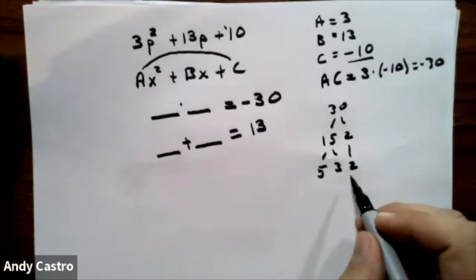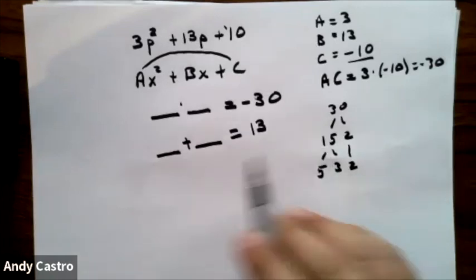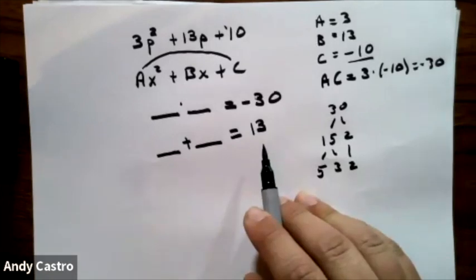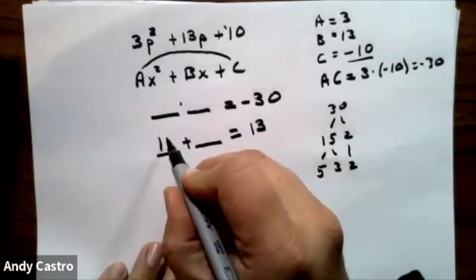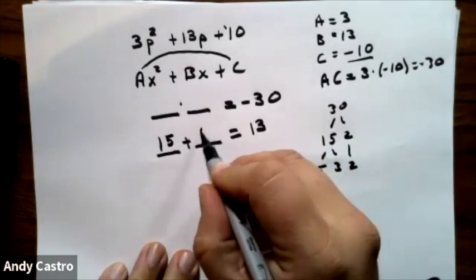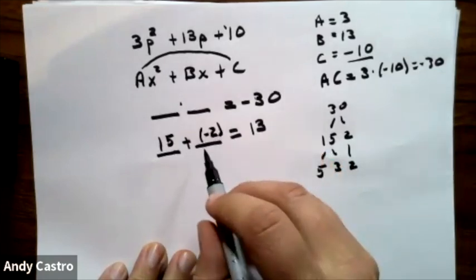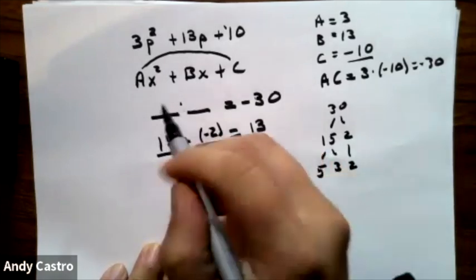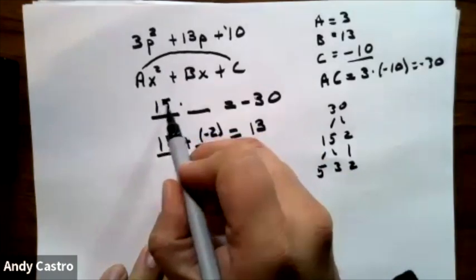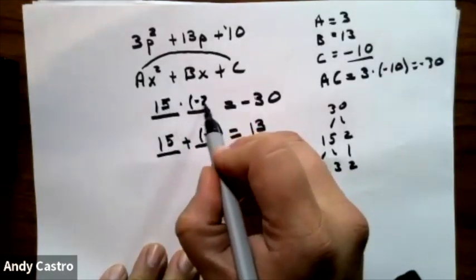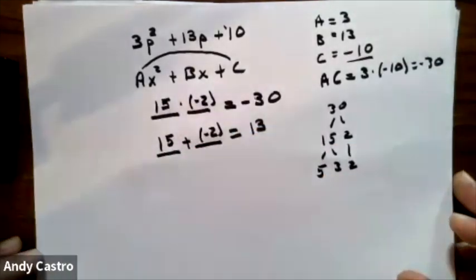15 and 2. Positive 30? Oh, 15 and 2. That's what it could be. If I have a positive 15 and a negative 2, that would give me a positive 13. Then if I did a positive 15 times a negative 2, that would give me negative 30.